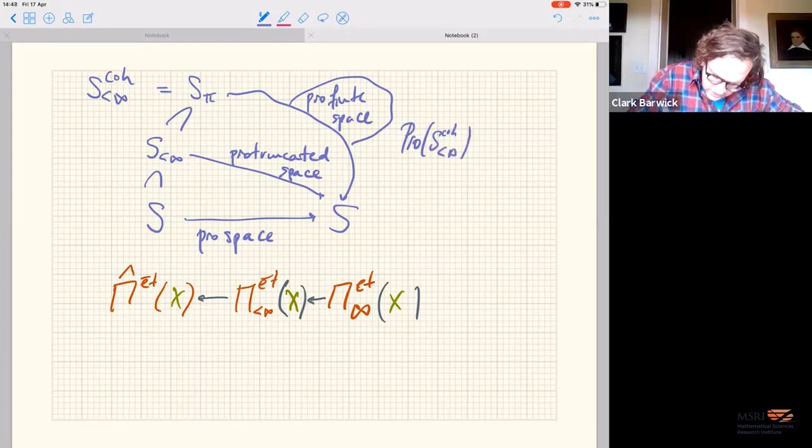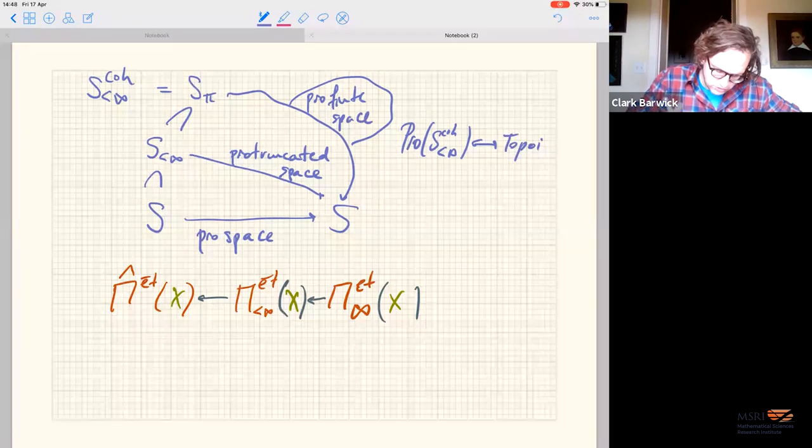Yeah. So maybe I'll say a piece of what Harry just said, since it'll be relevant to us at some point. If you look at these, I've written it funnily here, but these are the profinite spaces. These actually embed fully faithfully into all topoi.